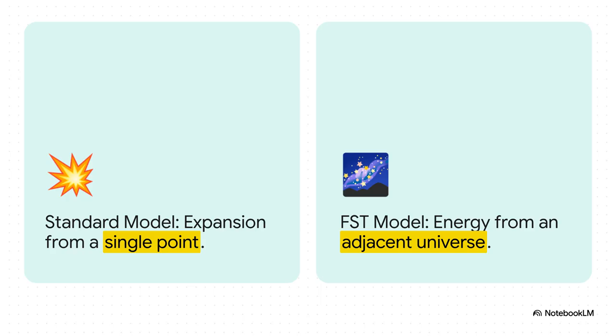To really grasp this, we need to put these two ideas side by side. Traditionally, the standard model assumes everything expanded from that one singularity. And honestly, that concept has historically created massive mathematical headaches for physicists. But foundational substrate theory proposes something entirely different. The sources describe the Big Bang as a massive transfer of energy from an adjacent layered universe during a collision. In this entirely new framework, motion is actually considered more fundamental than matter itself.